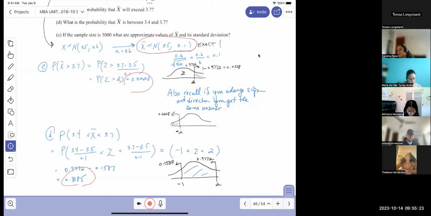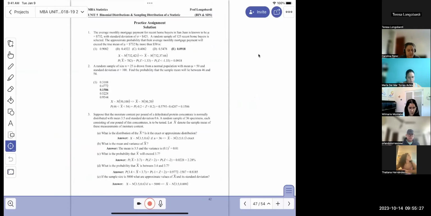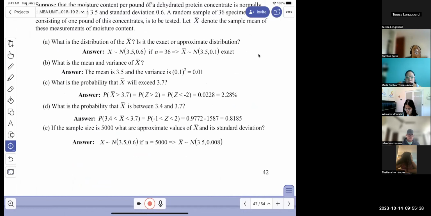Now I'm curious what I got for E. What did I say here for E? So all the answers are here. I don't think I asked that question well. What are the approximate values of X bar and its standard deviation?